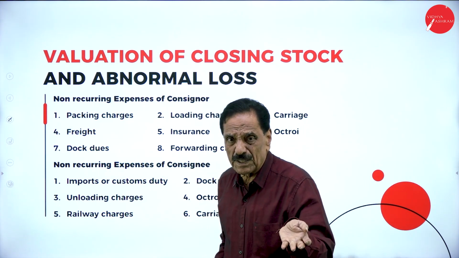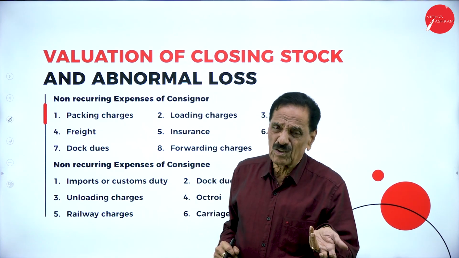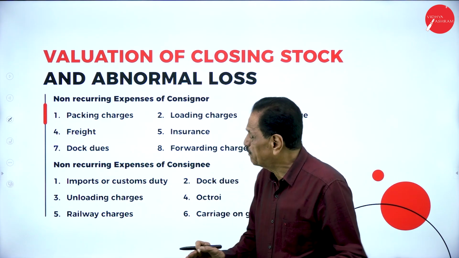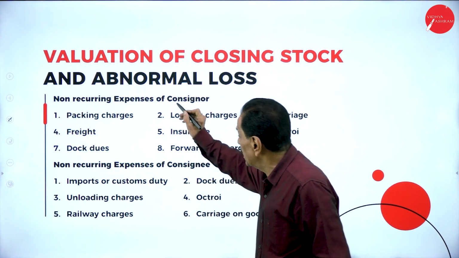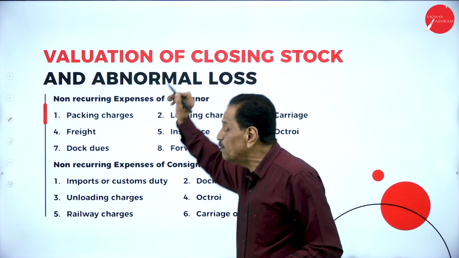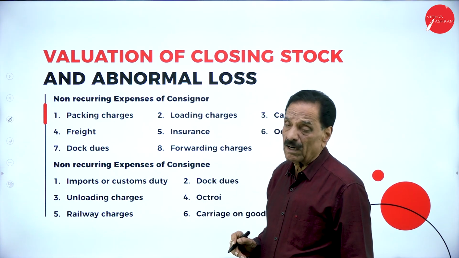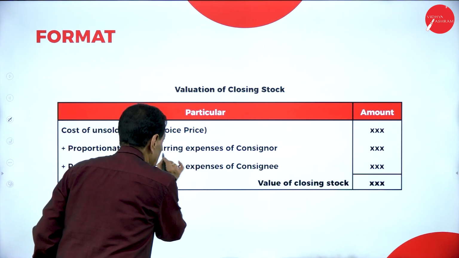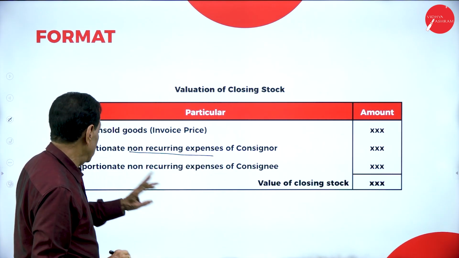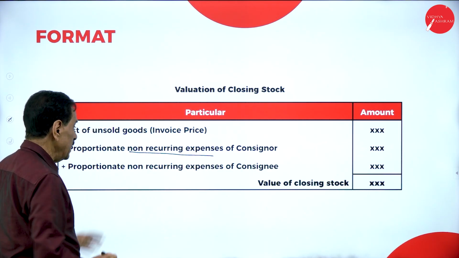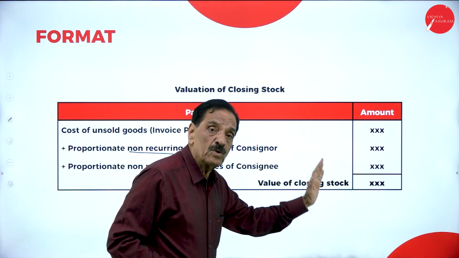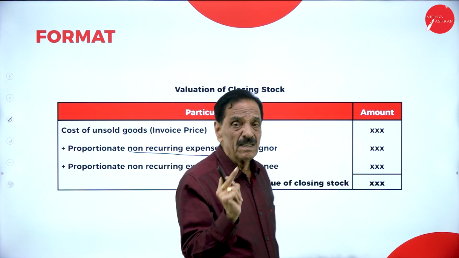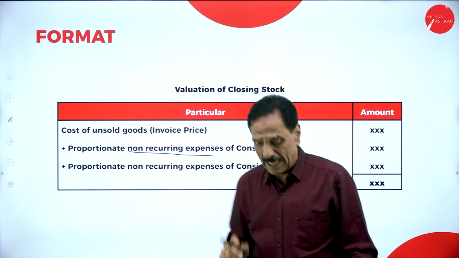Now what about general expenditure? It may be discount allowed, discount received, advertisement, selling expenses. All these expenses should not be considered. Only non-recurring expenses should be considered, whether of the consignor or the consignee. Only proportionate non-recurring expenses of the consignor should be added, and proportionate non-recurring expenses of the consignee should be added.